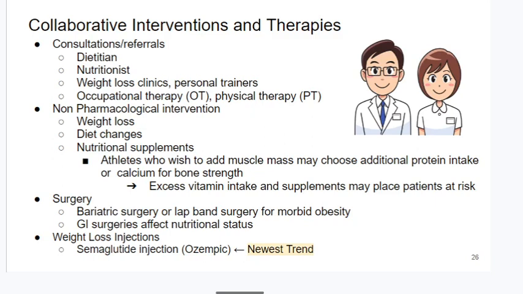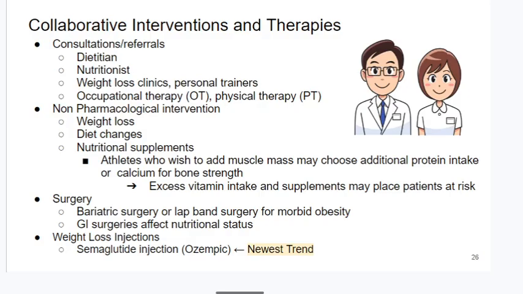Things like that. Physical therapy would be more, are we adequately able to perform some things like getting up out of a chair, sitting up in a chair to eat? Are we able to walk to the refrigerator? Are we able to stand to cook? Things of those natures. Non-pharmacological interventions do include weight loss recommendation, diet changes, nutritional supplements.